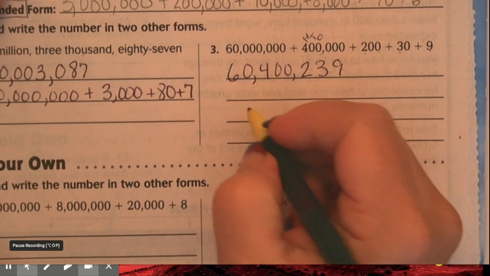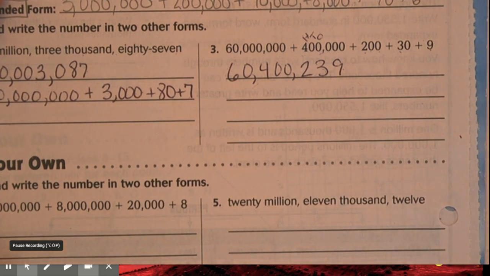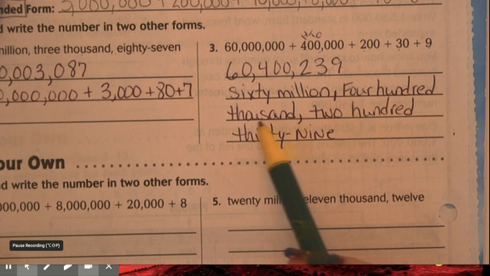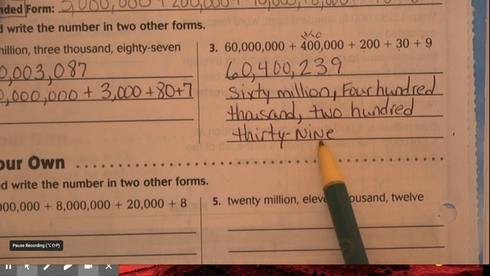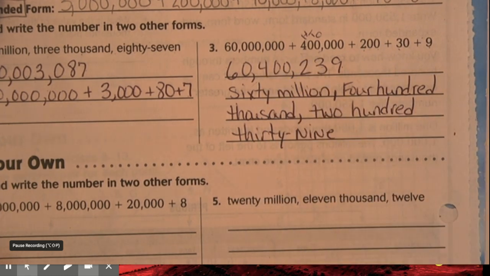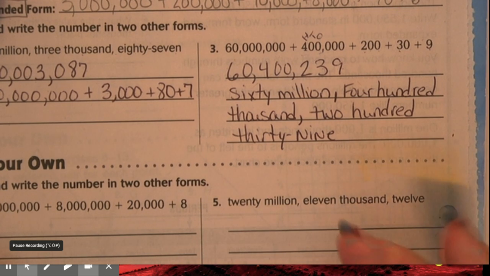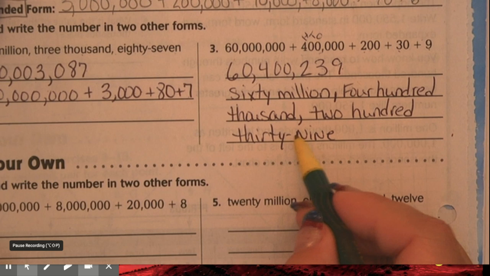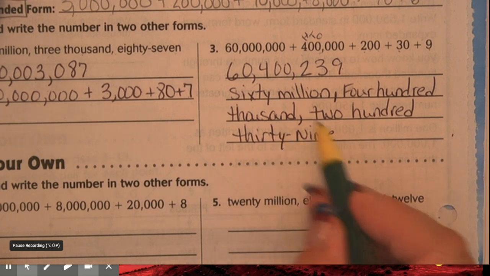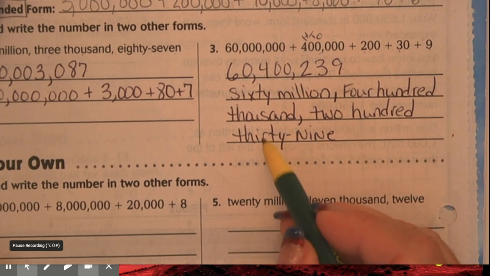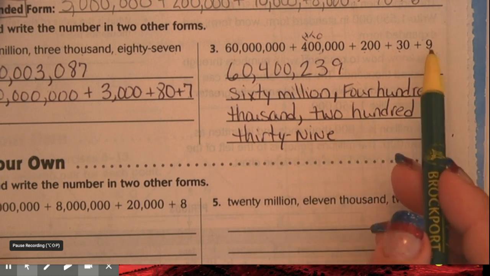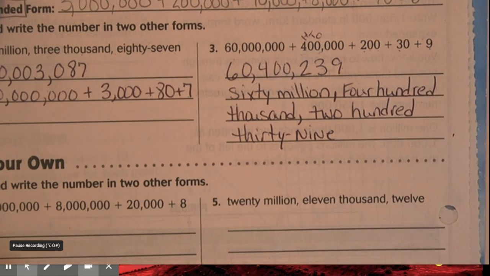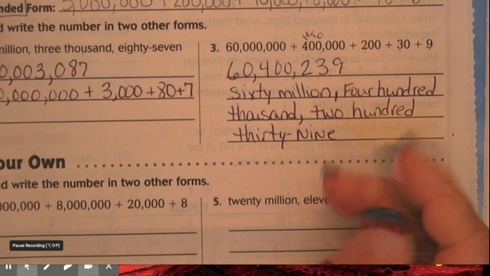60,400,239. Now to write that out, it would look like this. So we have 60,400,239. And they all say the same thing as you read them. Also, you have your hyphen between the tens and the ones place because it becomes one word. 39, it's 2 words, but when you combine it together, it sounds like one word.